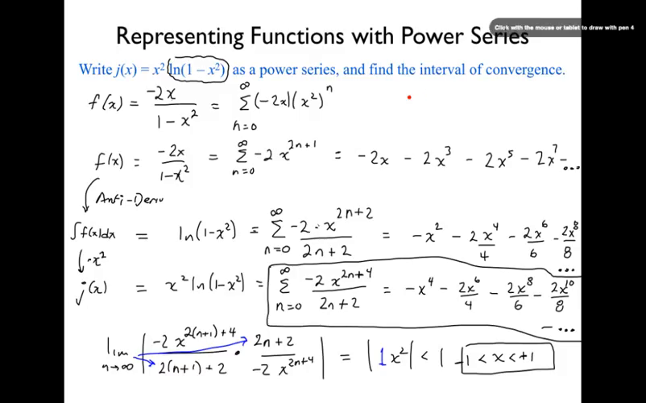I'll do it in red. In both cases for -1 and 1, we're checking the sum -2 over 2n plus 2, which is the same as -1 over n plus 1. These all have 2's in them. How about this? Convergent or divergent?